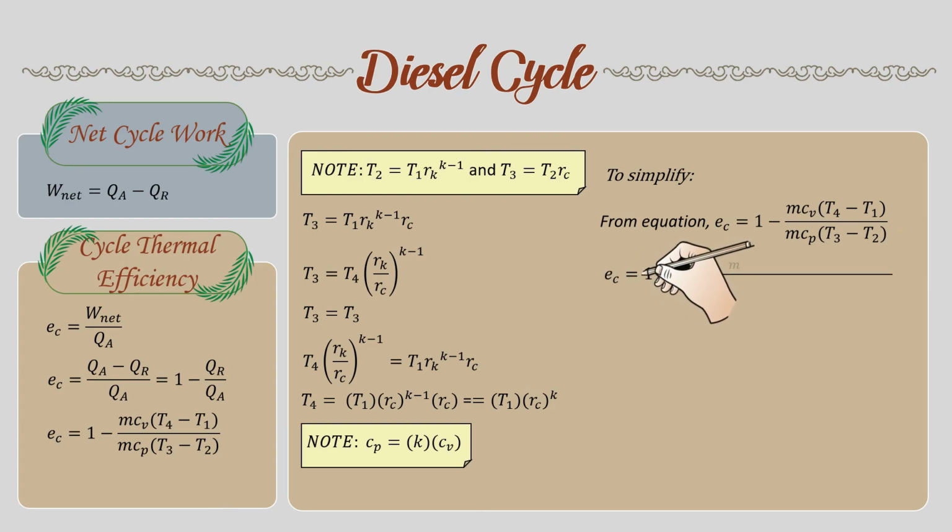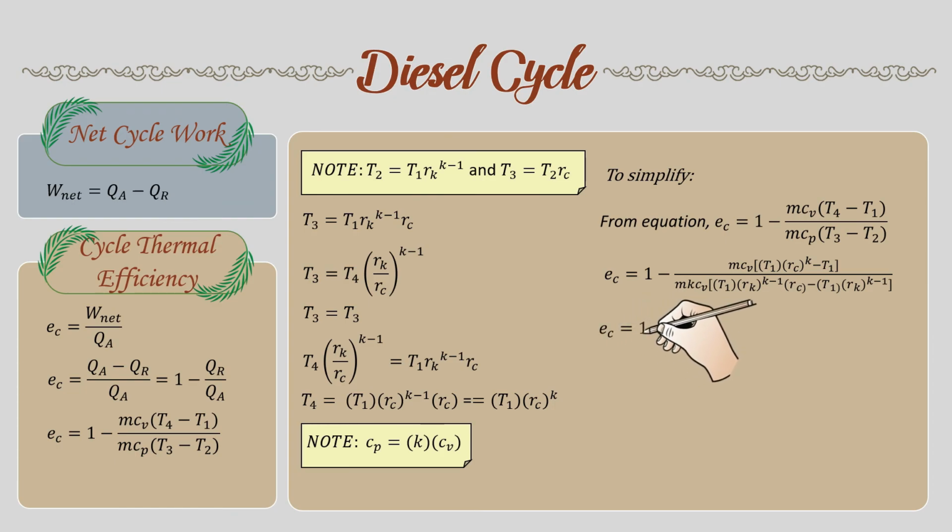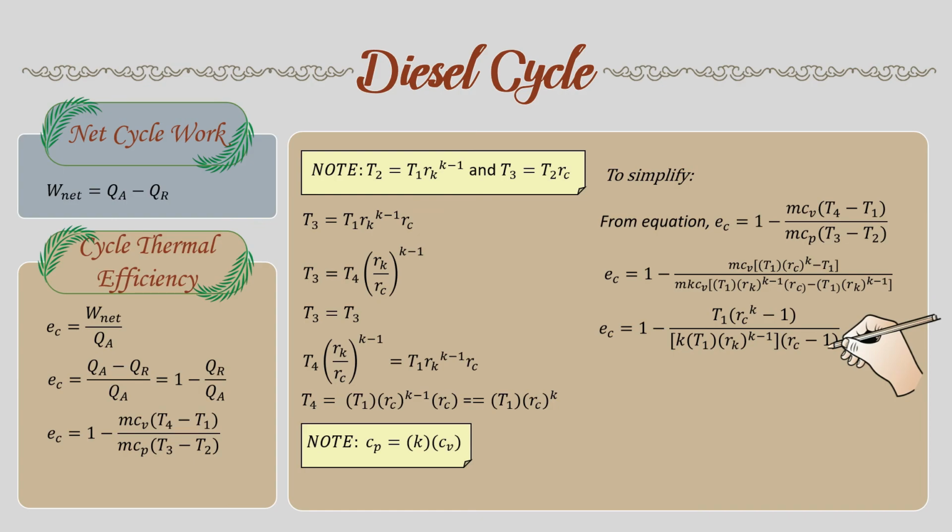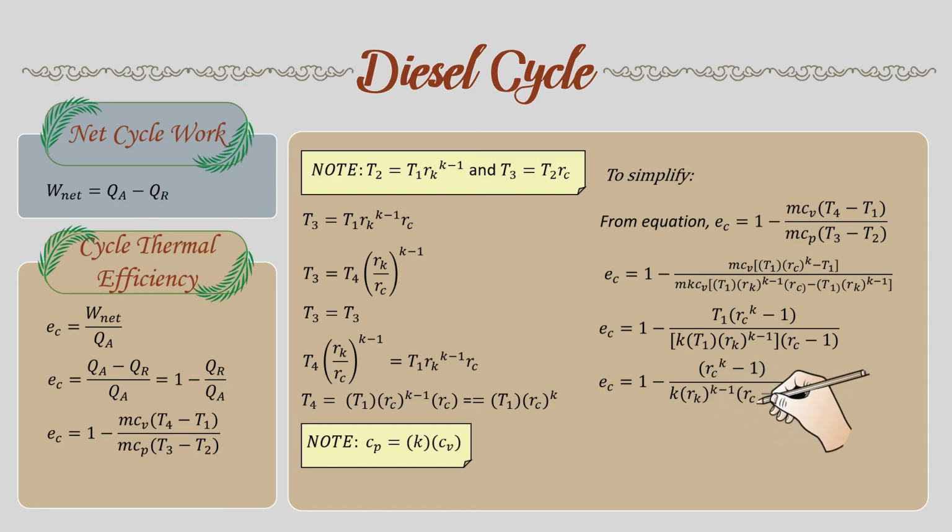And that would give us EC is equals to 1 minus M times CV times quantity of T1 times RC raised to K minus T1 all over M times K times CV times quantity of T1 times RK raised to K minus 1 times RC minus T1 times RK raised to K minus 1. And simplifying it would give us EC is equals to 1 minus T1 times RC raised to K minus 1 all over K times T1 times RK raised to K minus 1 times RC minus 1. Simplifying the equation once again by crossing out similar terms, EC is equals to 1 minus RC raised to K minus 1 all over K times RK raised to K minus 1 times RC minus 1.